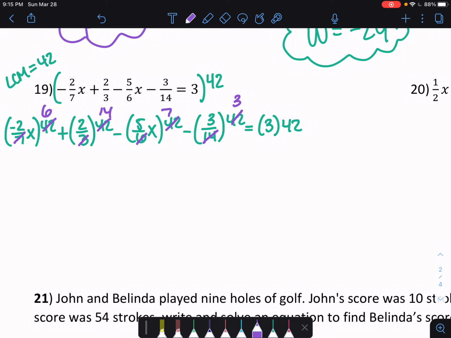So when you're cross canceling, make sure that you're cross canceling a numerator with the denominator. So that whole number on top with the denominator on the bottom. And then on the other side of the equal sign, we are actually multiplying. So I'm going to do 3 times 42 to get that answer. And that's going to be 126.